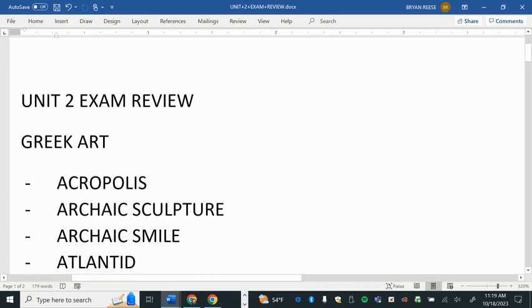Atlantid. I very briefly touched on this during the lectures. Most likely, this is a non-answer in the test, but the Atlantid is the male version of a caryatid. A caryatid is a column in the shape of a woman. An Atlantid is a column in the shape of a man.